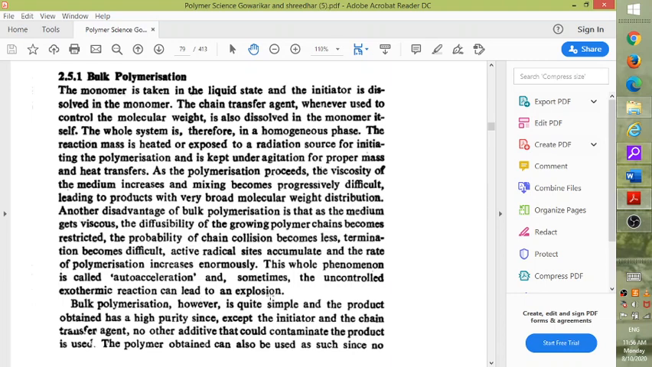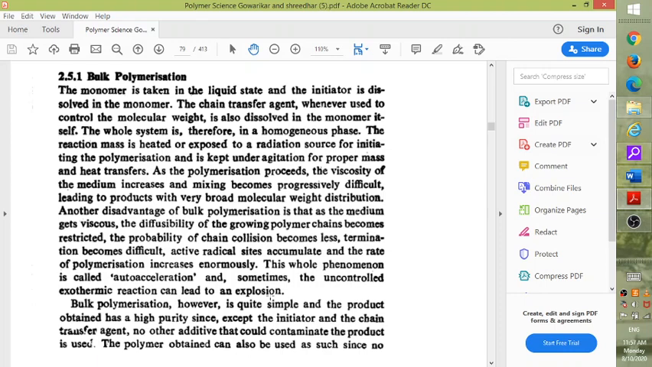So what is the disadvantage of bulk polymerization? The medium gets viscous. When it gets viscous, diffusibility of the polymer chain becomes restricted, because the chain cannot go from one place to another because of the viscosity, and the chain collision does not occur. As in the case of addition polymerization, termination occurs by chain collision, which you will see when we see addition polymerization. Therefore chain collision does not occur, therefore termination does not occur.